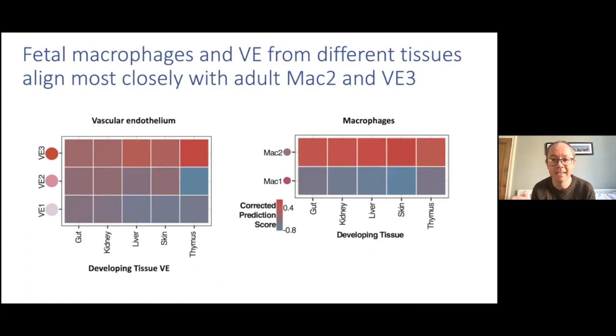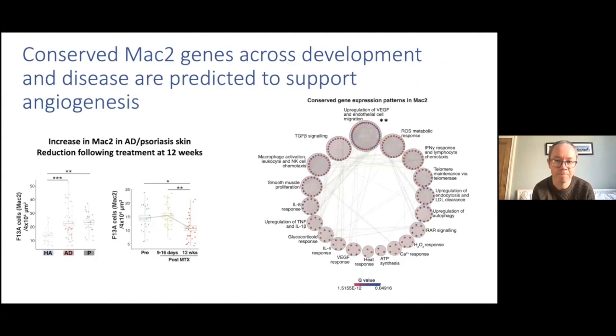We can extend that finding to other data sets. There are people looking at developing tissues from gut, kidney, liver and thymus. And again, the developing skin macrophages and endothelium align with this V3 population and MAC2 population. So there seems to be a cross-tissue developmental pattern. What does this all mean?